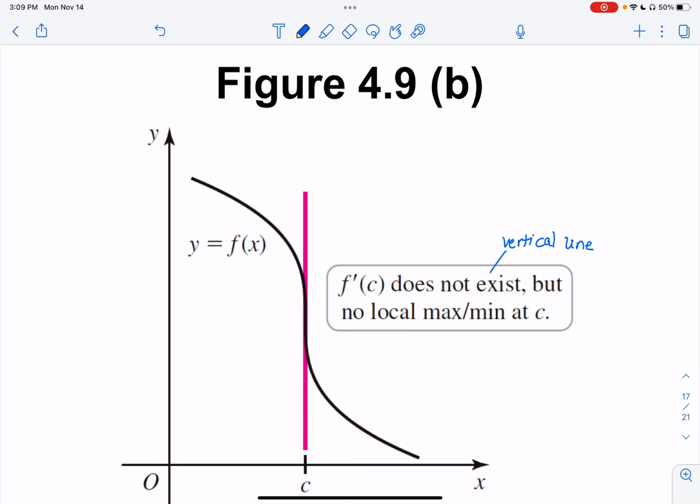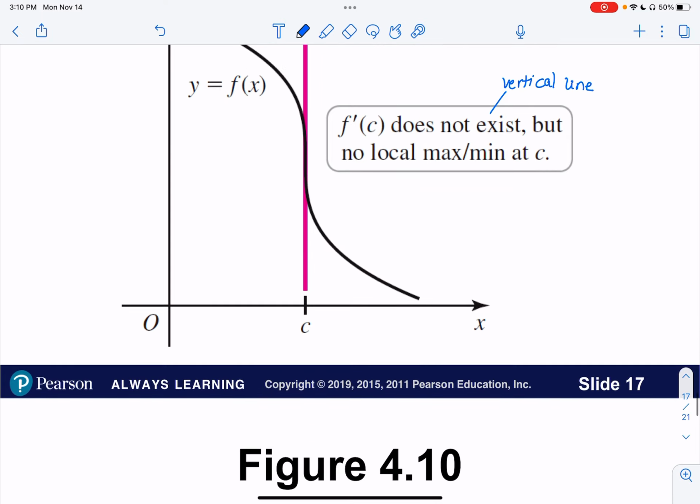So that local extreme value theorem works one direction. If there's a local max or min, then the derivative of f at that value is equal to 0. It doesn't mean that when the derivative is equal to 0 you're always going to have a local max or min. Alrighty? Okay, so let's take a look at an example here.